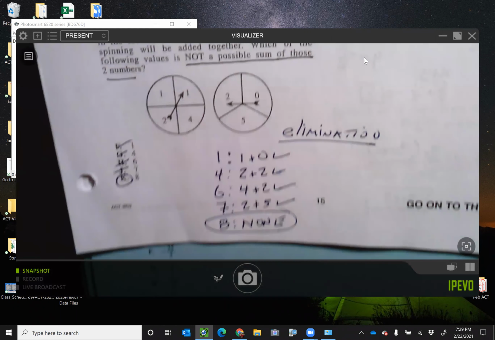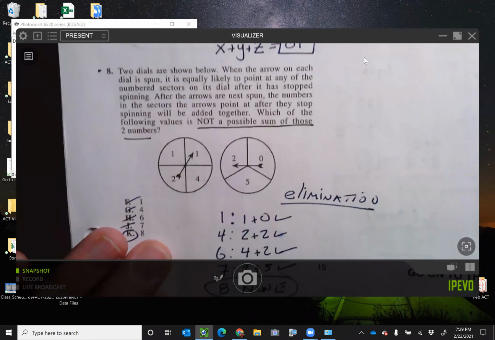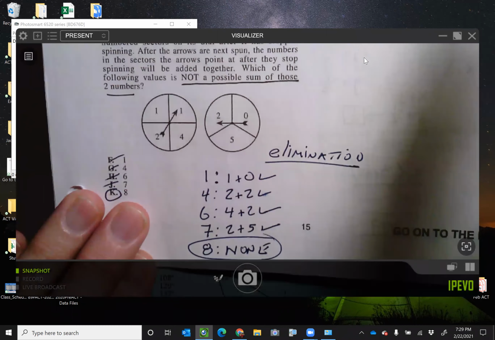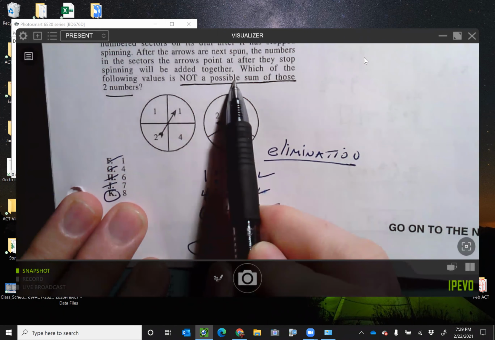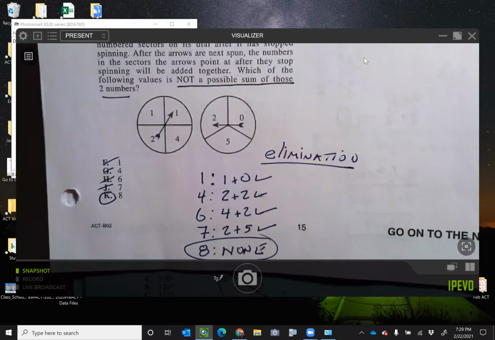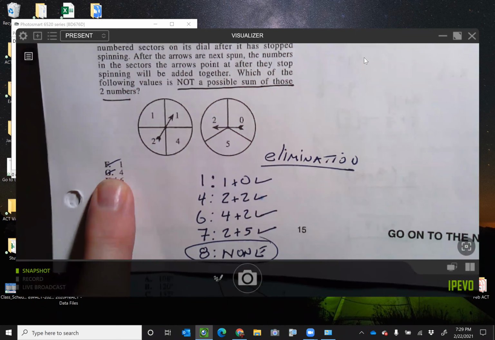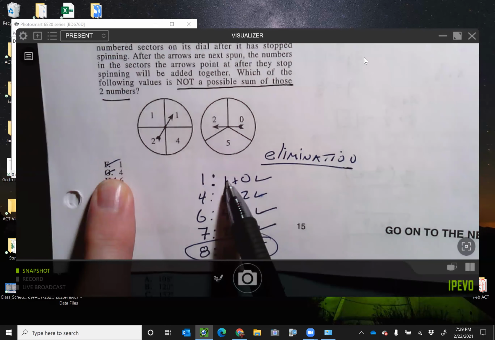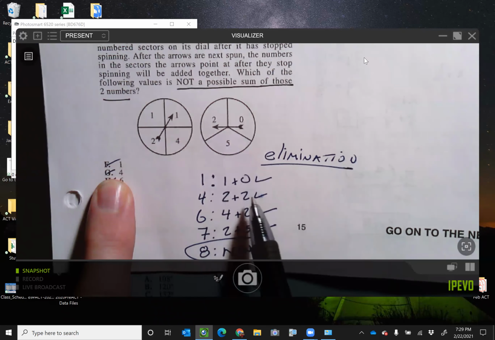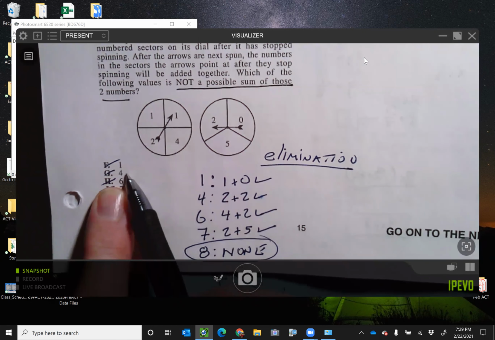Okay, 8, we've got to do 8 really by elimination, okay? The question says, which of the following values is not a possible sum for these two numbers? So they're spinning these spinners and seeing where it lands. Let's say we get a sum of 1, right? Well, we could land on the 1 and we could land on the 0 here, right? And 1 plus 0 is 1. So 1 does work.